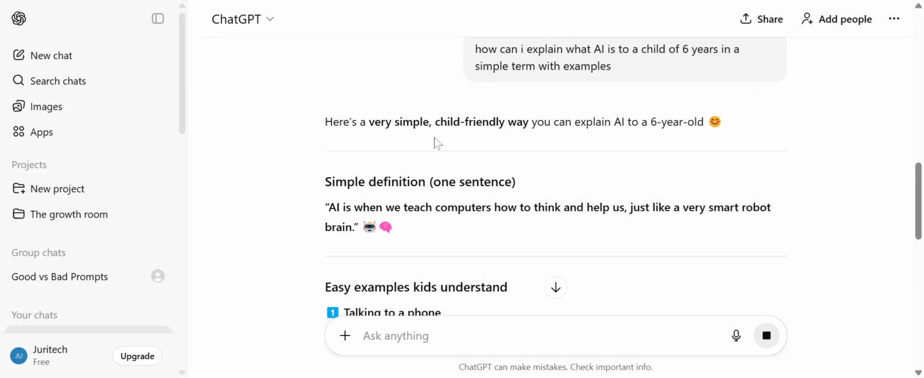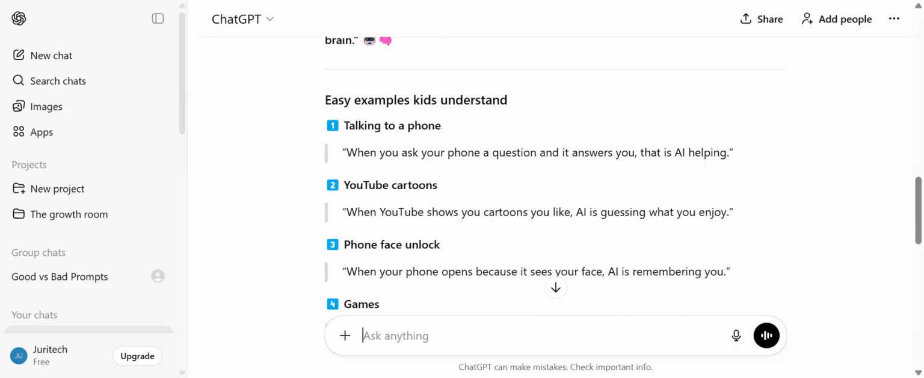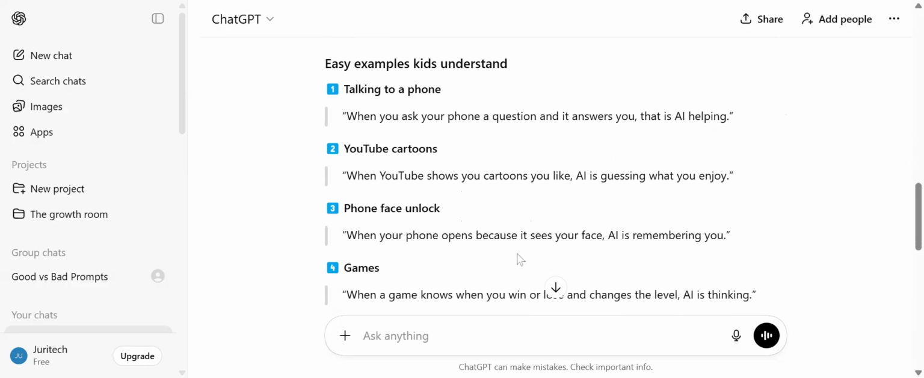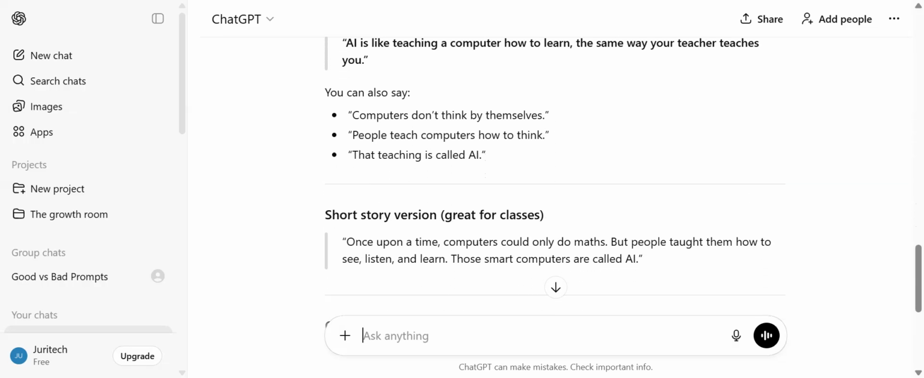Here is a very simple child-friendly way you can explain AI to a 6 years old. AI is when we teach computers how to think and help us, just like a very smart robot. Easy examples for kids to understand: talking to a phone. When you ask your phone a question and it answers you, that is AI helping. When YouTube shows you cartoons you like, AI is getting what you enjoy. When your phone opens because it sees your face, AI is remembering you. You can see that this is actually very simple to explain to a child.